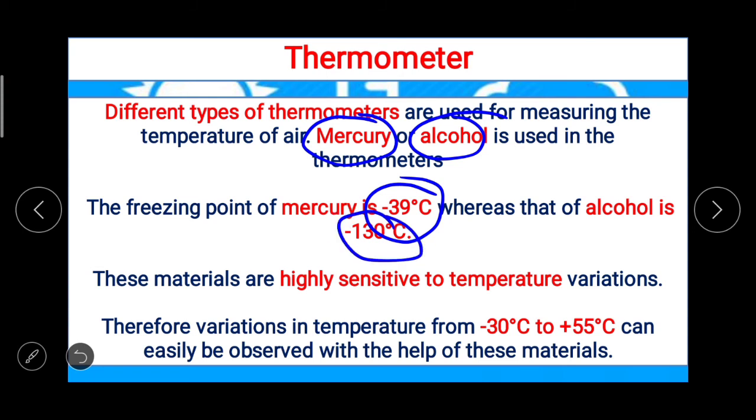These materials are highly sensitive to temperature variation, so that we can easily understand the difference in the temperature. If they were not highly sensitive, then even if the temperature rose, they would stay where they are, but if there is even a slight change in temperature, we can notice that change in the thermometer. And therefore variations in temperature from -30 degrees Celsius to 55 degrees Celsius plus can easily be observed with the help of these materials.